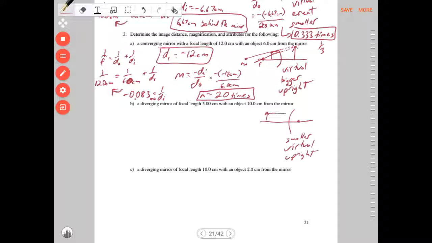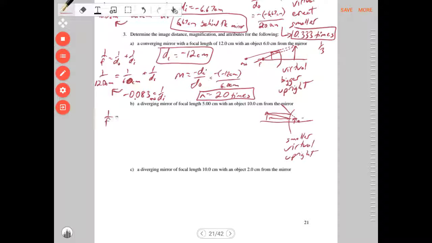Right, and just to prove it, see, it goes like this and like that, so that's the dotted line here. Okay, we get the line to the focal length, bounces straight out, and the image forms right there. Okay, so smaller, virtual, upright, that's the same for all diverging mirrors.